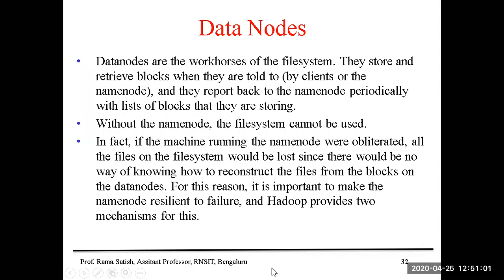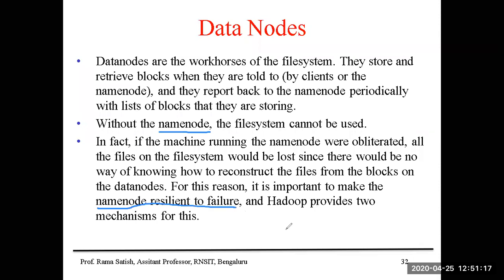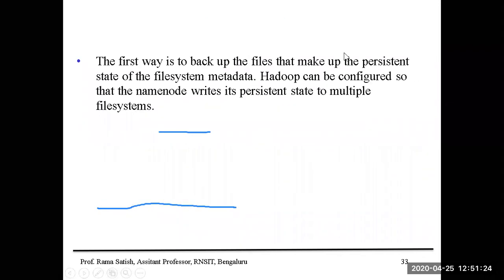Hadoop knows very well that the name node is very, very important, and Hadoop provides failure resilience for the name node. The name node should not fail at all. So Hadoop provides two mechanisms for this. The first way is to back up the files that make up the persistent state of the file system metadata.